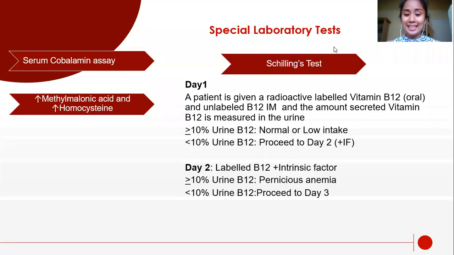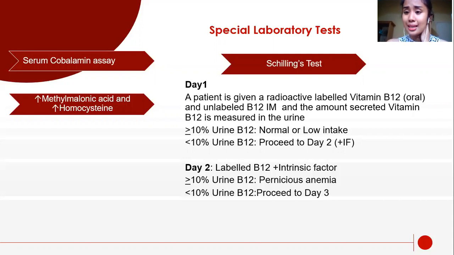Okay. So, guys, let's talk about Schilling's test. Actually, Schilling's test is already obsolete, guys. But they still ask this, pati in med. It can take up to 3 or 4 days. What's good about Schilling's test? It's cheap. What you only need is a radioactive labeled vitamin B12, usually labeled with cobalt. Actually, nilagay ko dito day 1, day 2, but actually it can go to day 3 and day 4.